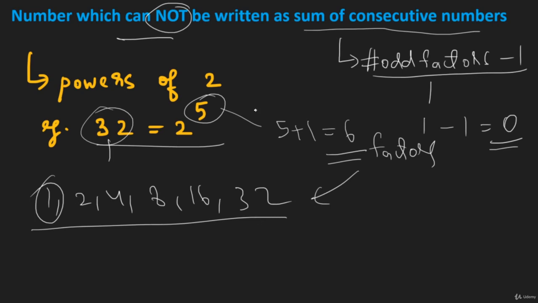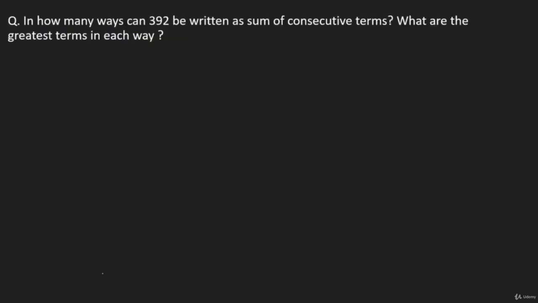That is, it has no other prime factor other than 2. So it's of the form 2 to the power x. These type of numbers cannot be written as the sum of consecutive natural numbers. Let's do this question. In how many ways can 392 be written as the sum of consecutive terms?